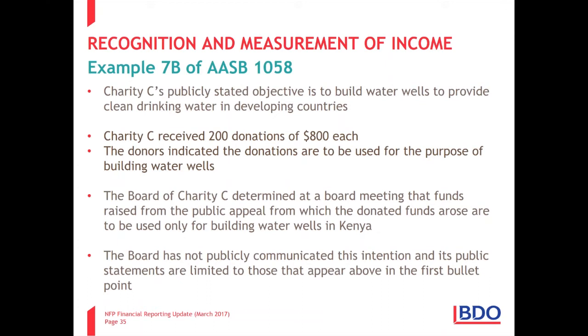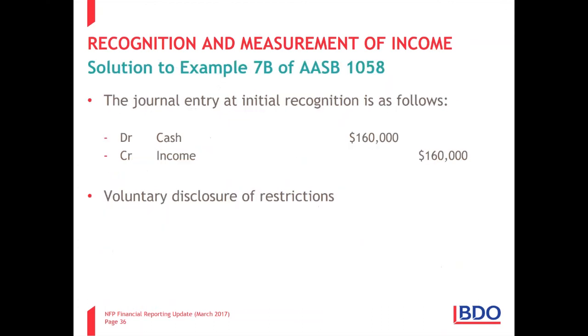Looking at that example slightly more, maybe Charity C's publicly stated objective is still to build these water wells. In this example, we now receive the actual cash to do that. The board have determined at a board meeting that they're going to use the money to build water wells in Kenya, but the board has not publicly communicated that. The question is, if they've not publicly communicated that, is it legally enforceable? Only the board knows about it. People are giving us donations. Do they have the right to enforce that? Is there legal enforceability involved?